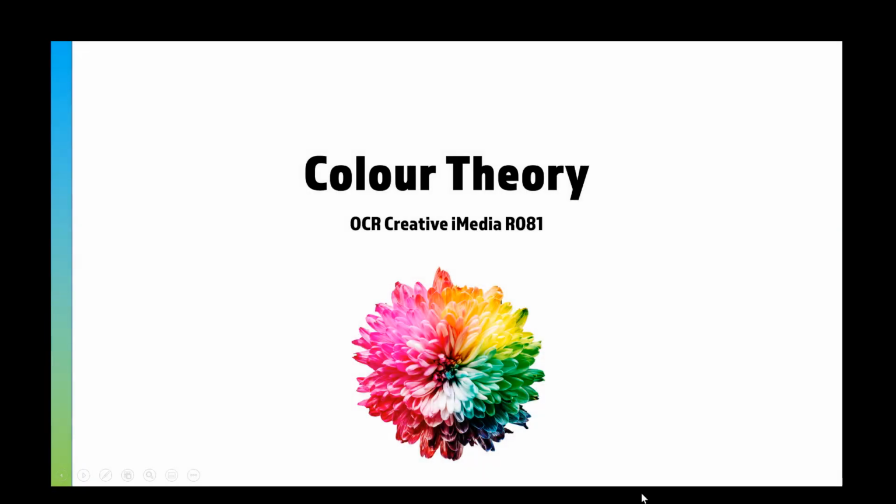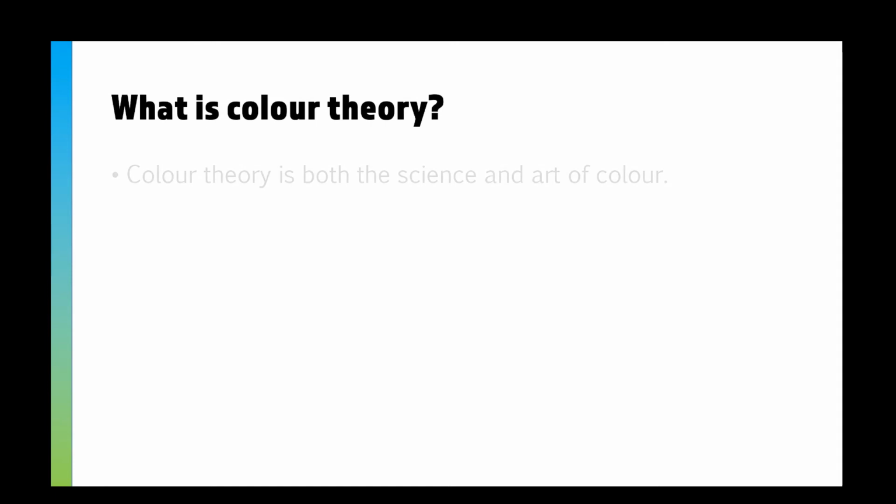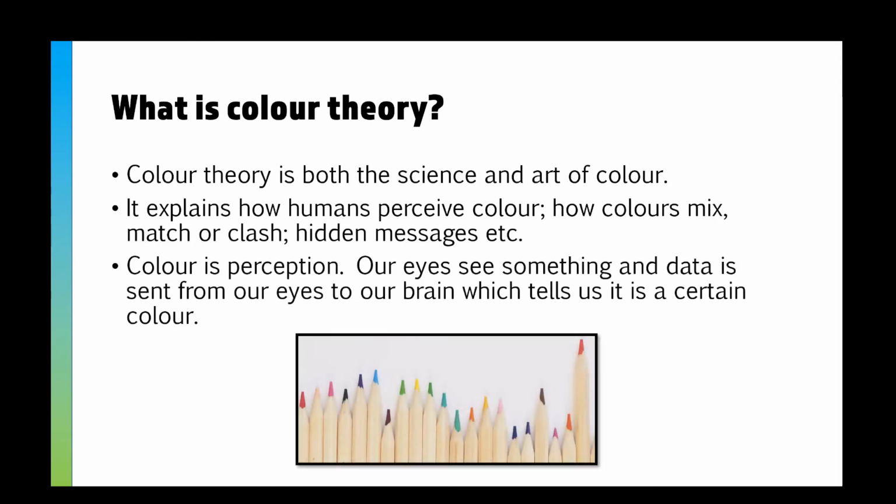In this video, we're going to take a little look at colour theory. So what is colour theory? Colour theory is the science and the art of colours. It explains how humans perceive colour, how we mix, match, clash, any hidden messages, emotions, and it's also what our eyes see. Colours send information to our brain, which can allow us to tell the difference between different colours, as well as convey different feelings, emotions and memories associated with those colours.